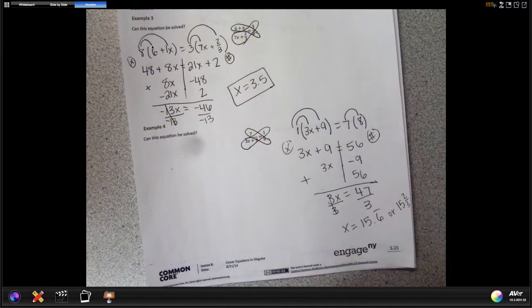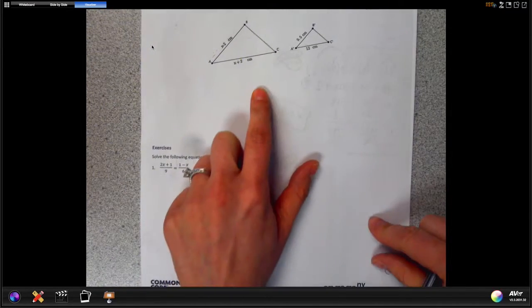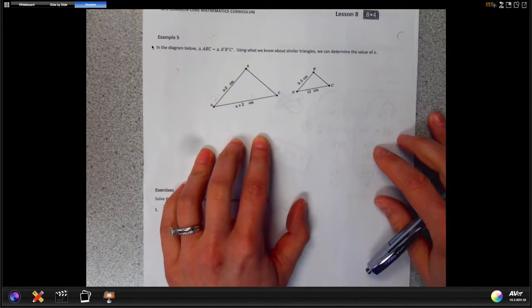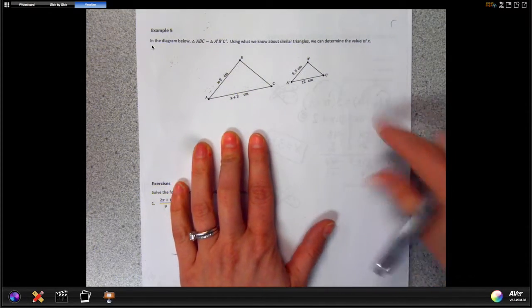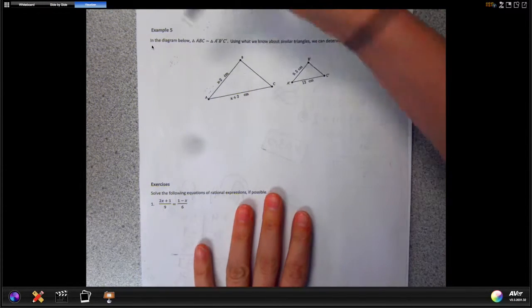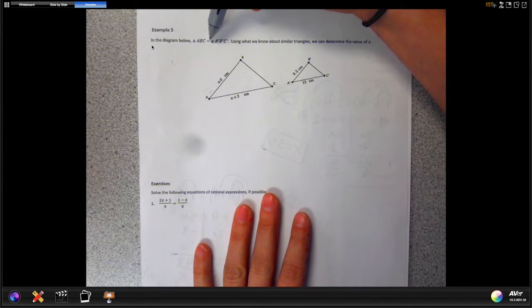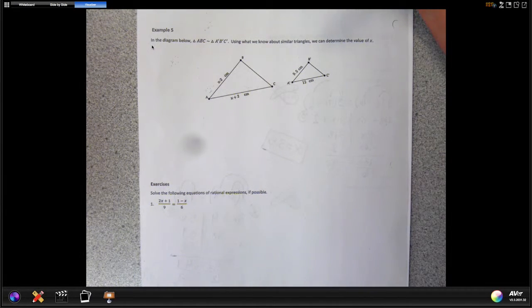Now, I want to hit one more example for the sake of the video to make sure that we're all on the same page, and that example is example 5 on page 26. This is a different kind, another linear equation in disguise. So you look at this and you think back to what we did earlier in the year, and we did similar triangles. So it says triangle ABC is similar to triangle A prime, B prime, C prime. And if you think back to similar triangles, the first thing I think of is scale factor. And that's what we're going to use here. So it says use what we know about similar triangles, we can determine the value of x.